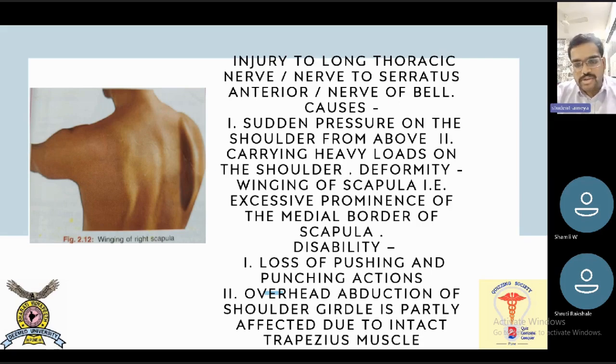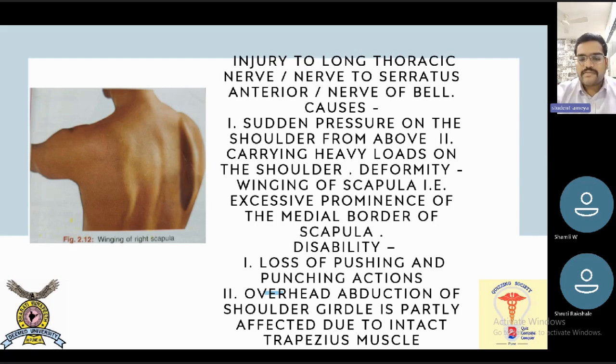And what happens due to this is there is winging of scapula that you can see on the left hand side. So there is an excessive prominence of the medial border of the scapula. Sometimes they can give you winging of scapula, sometimes excessive prominence of the medial border of the scapula, or in the question sometimes it can be written as excessive prominence near the inferior angle of the scapula. By the way, the inferior angle of the scapula is also an important landmark because it constitutes a vertebral level.